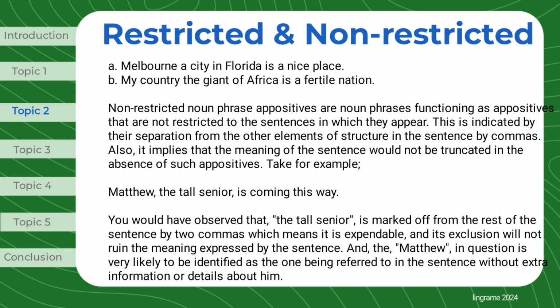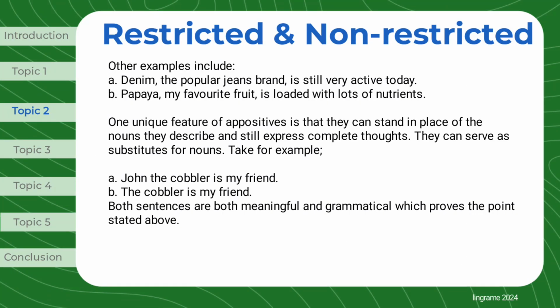Take for example, Matthew, the tall senior, is coming this way. You would have observed that the tall senior is marked off from the rest of the sentence by 2 commas, which means it is expendable, and its exclusion will not ruin the meaning expressed by the sentence. And so, Matthew, in question is very likely to be identified as the one being referred to in the sentence without extra information or details about him. Other examples include, denim, the popular jeans brand, is still very active today. Papaya, my favorite fruit, is loaded with lots of nutrients.